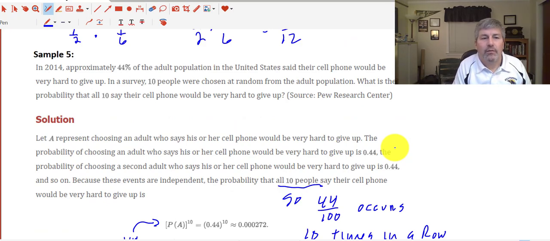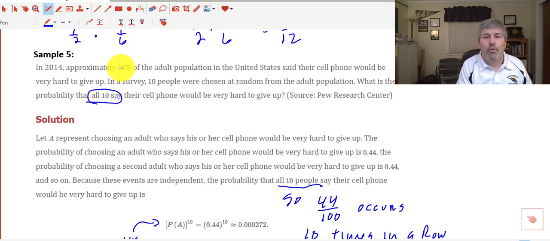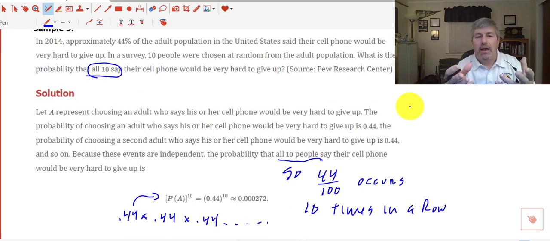Sample 5, a little bit longer word problem. In 2014, approximately 44% of the adult population in the United States said their cell phone would be very hard to give up. In a survey, 10 people were chosen at random from the adult population. What is the probability that all 10 say that their cell phone would be very hard to give up? 44 out of 100 said that their cell phone would be very hard to give up. Well, that means anytime you ask an adult, there's a 44% chance that they say that.